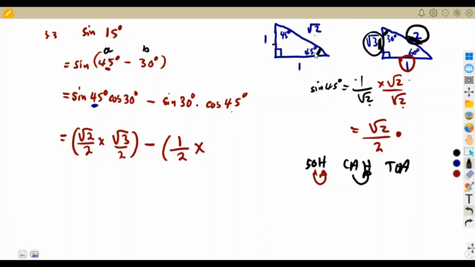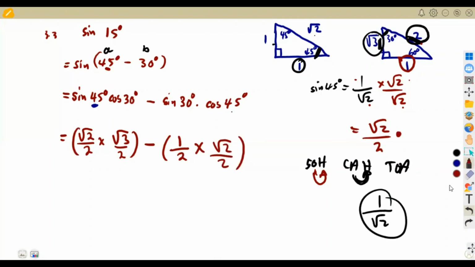So cos 45 degrees, remember, cos is adjacent over the hypotenuse. So from this 45, the adjacent is 1, over the hypotenuse, which is square root of 2. So as you can see, 1 over square root of 2 is the same as what we had for sine 45. So the answer at the end is going to be square root of 2 over 2. So there we are going to have the square root of 2 over 2.